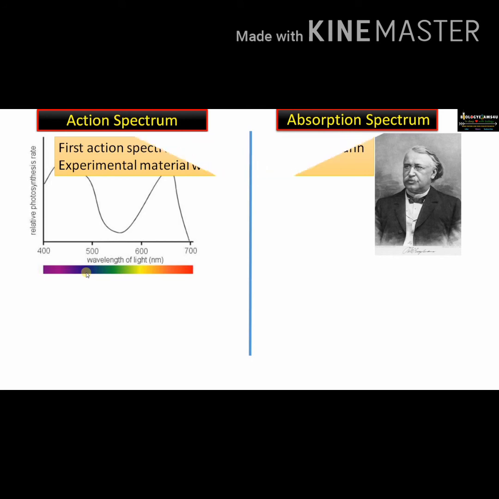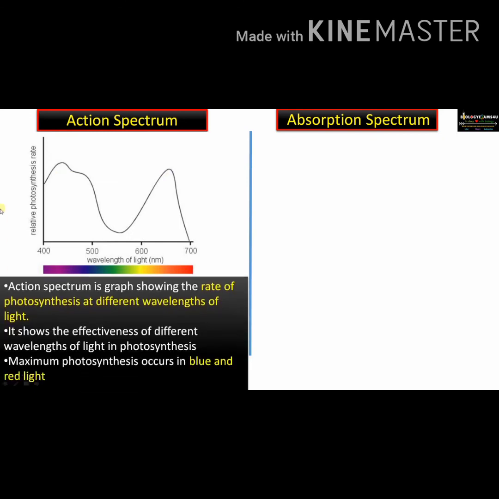First, we can study action spectrum. This spectrum was developed by T.W. Engelmann. Action spectrum is a graph showing the rate of photosynthesis at different wavelengths of light. It shows the effectiveness of different wavelengths of light in photosynthesis. In this graph you can see maximum photosynthesis occurs in the blue region as well as the red region, and least photosynthesis occurs in the green part.